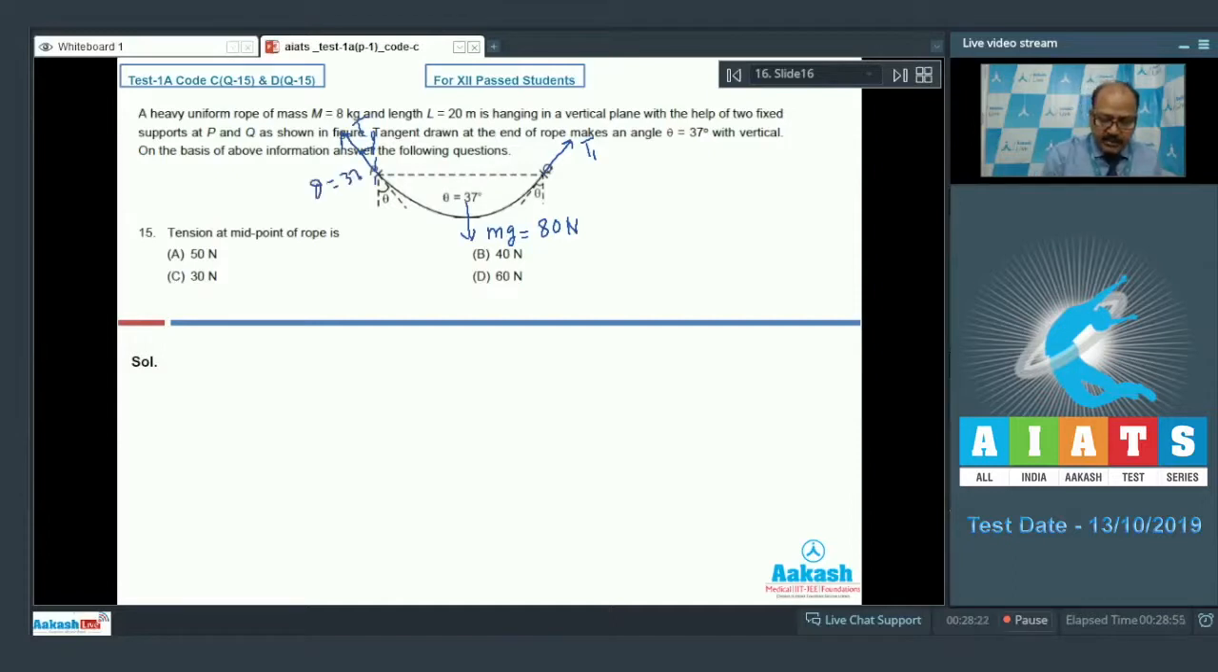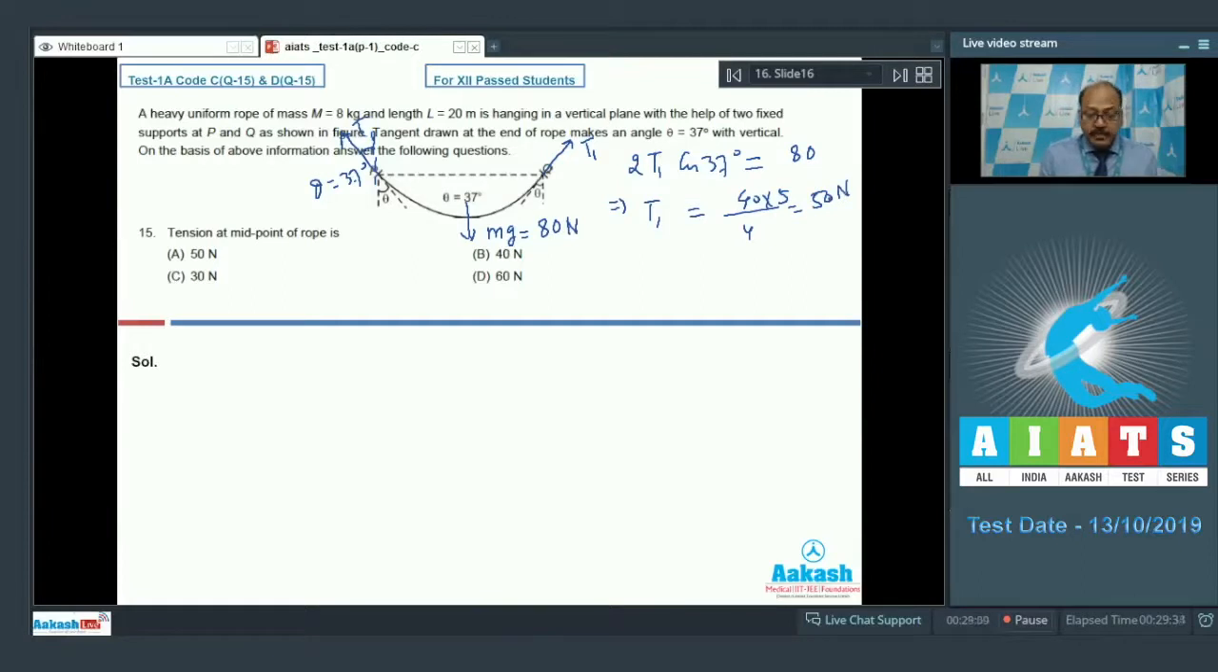Theta is 37 degree. So first we can find easily T1 by applying the equilibrium in the vertical direction, which means 2T1 cos 37 degree equals 80 Newton, or T1 itself is 40 by 4 by 5. That means it is 50 Newton.